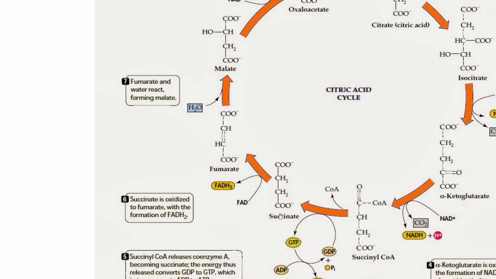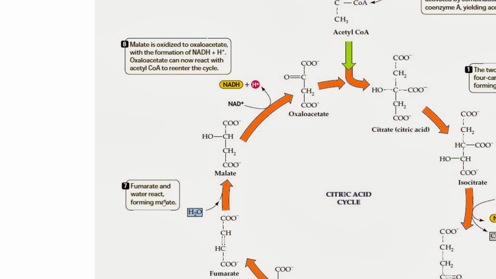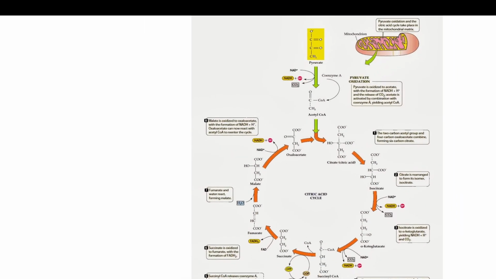Now this 4-carbon moiety, succinic acid, is oxidized to fumarate, and FAD is reduced to FADH2, and fumaric acid is formed. Again a 4-carbon moiety. Fumaric acid and water react to form malate, and then malate is oxidized to oxaloacetate, thereby reducing NAD+ to NADH. Oxaloacetate, this 4-carbon moiety, can again react with the acetyl coenzyme A to re-enter this citric acid cycle. Okay, so this is the TCA cycle in question, which takes place in the mitochondrial matrix.